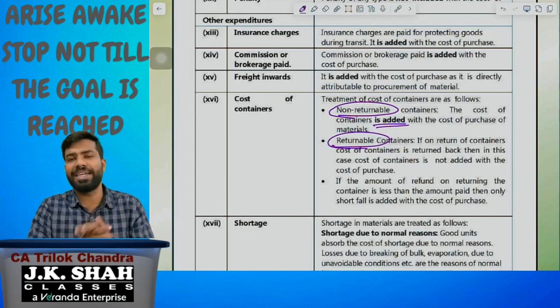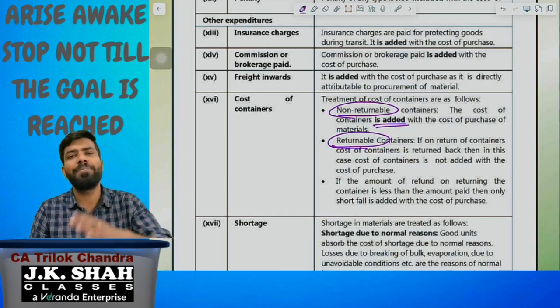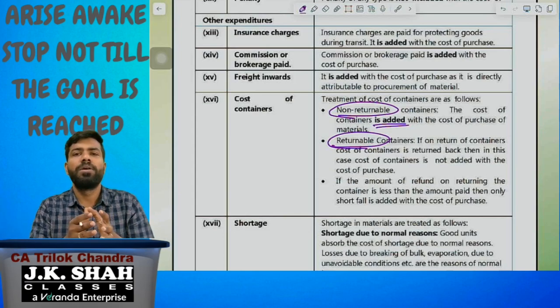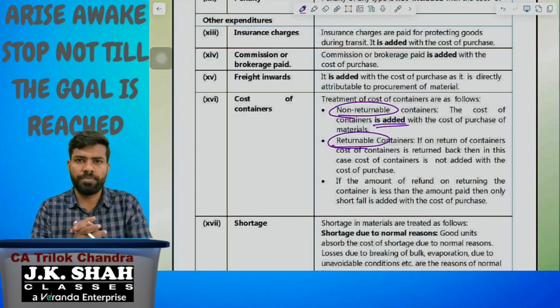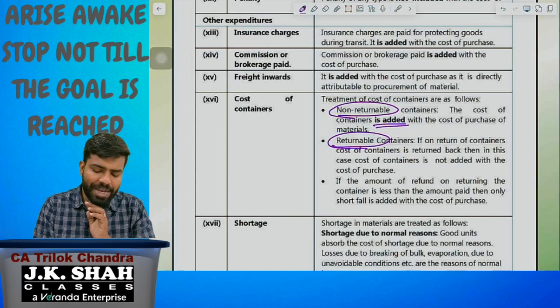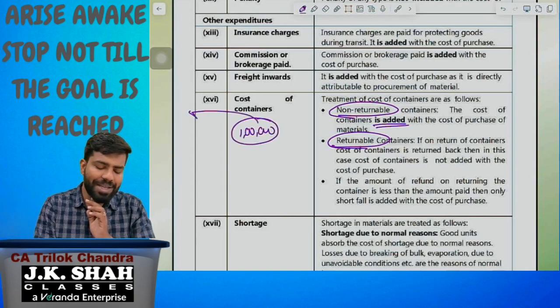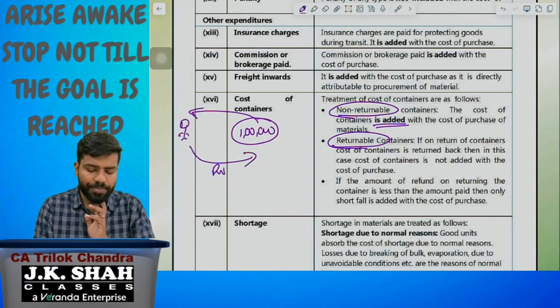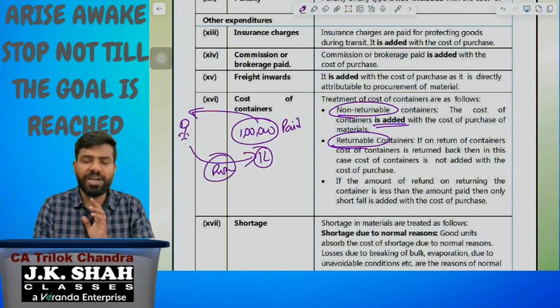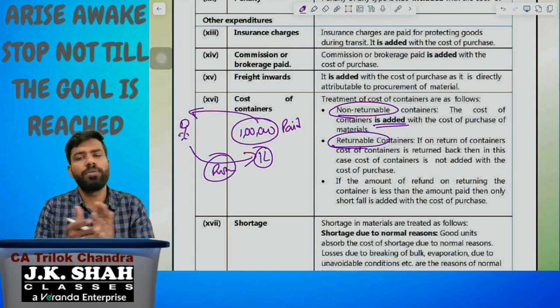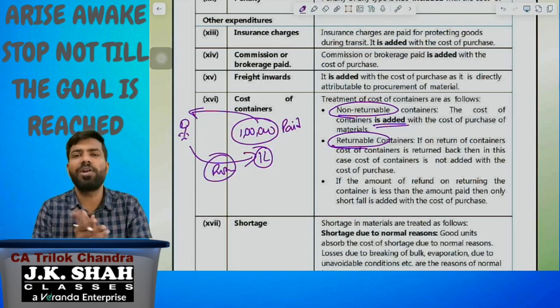In case of returnable containers, let me take an example. He is supplying the raw material in air conditioner boxes, like fridge or air conditioner boxes. Now I am paying him, say, 1 lakh rupees for the containers. Then I return them to the supplier, and the supplier gives me a refund of 1 lakh rupees. I have paid 1 lakh and got a refund of 1 lakh. Is there any cost in that? Zero. Paid and got the refund. There is no cost involved.